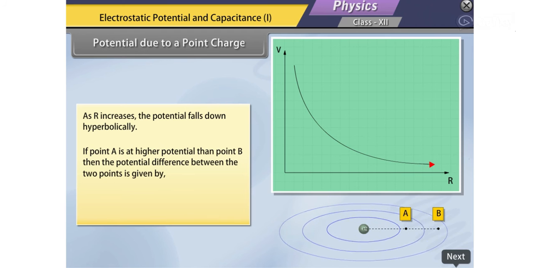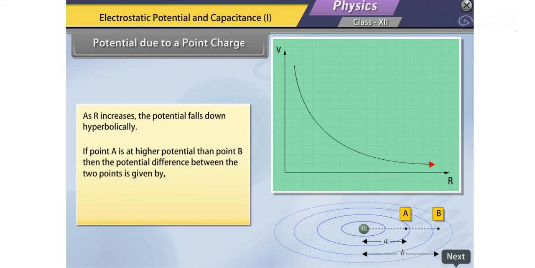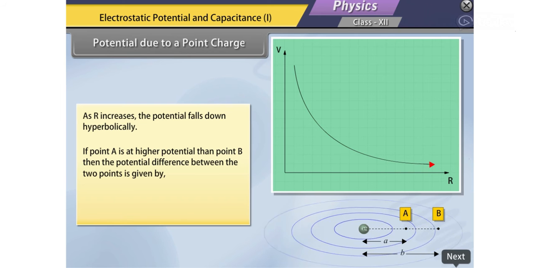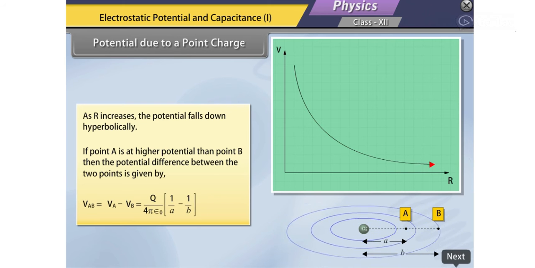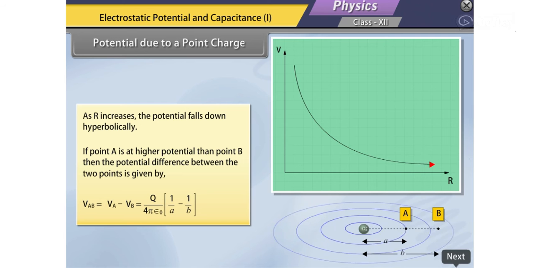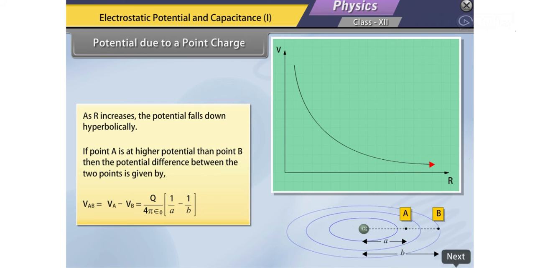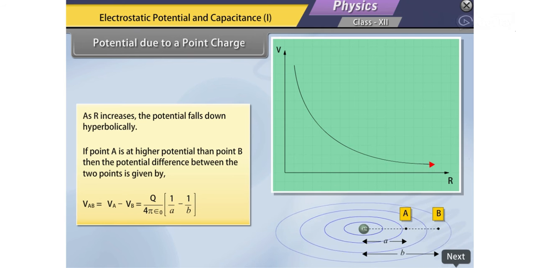If point A is at higher potential than point B, then the potential difference between the 2 points is given by V_AB = V_A − V_B. Put the values of V_A and V_B, we get V_AB = Q/(4πε0) × (1/A − 1/B).